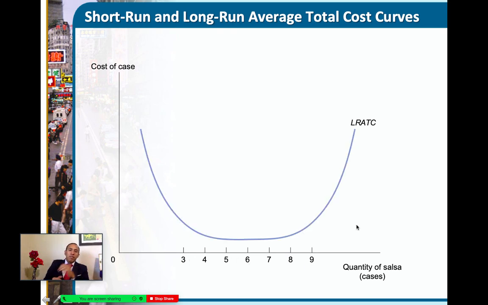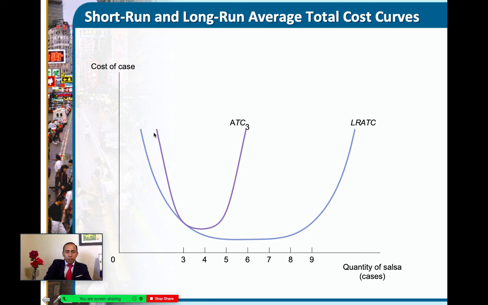So the long-run capability here is represented by the long-run average total cost curve, abbreviated as LRATC. The long-run average total cost curve, LRATC, reflects the capabilities of the firm to produce in the long run at any level of output. It can produce 3 units, 5 units, 7 units, 9 units. And it also consists of short-run fluctuations or short-term effects.